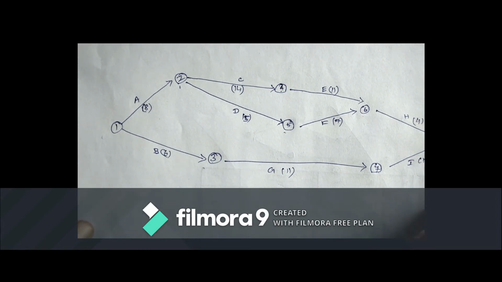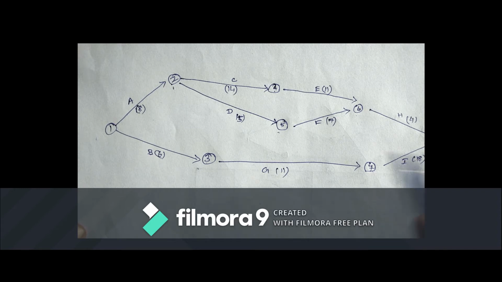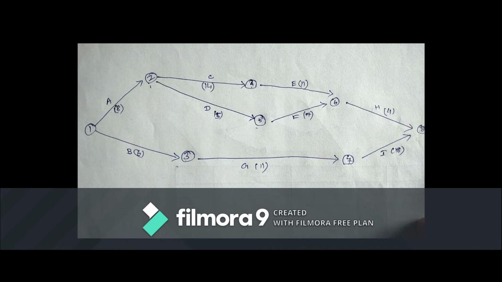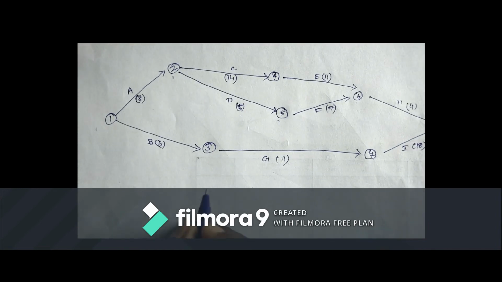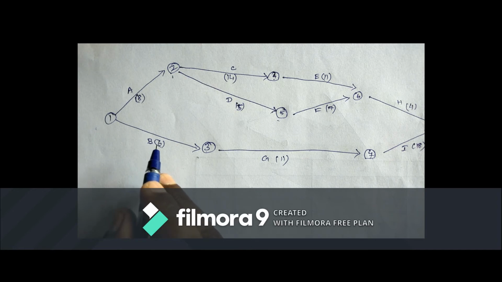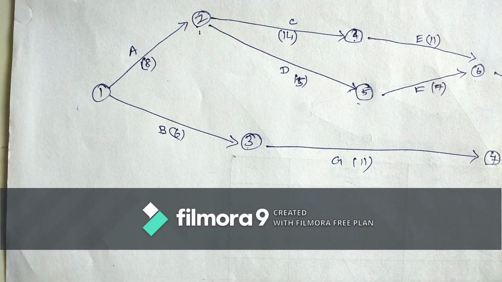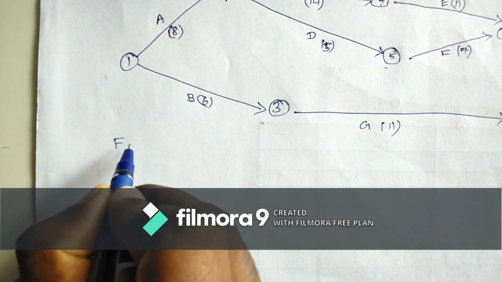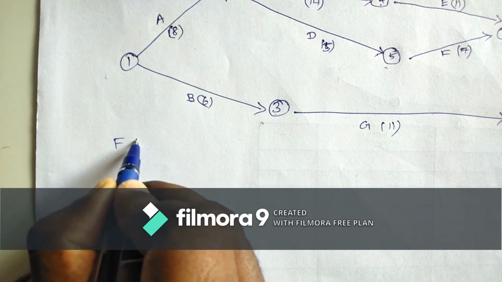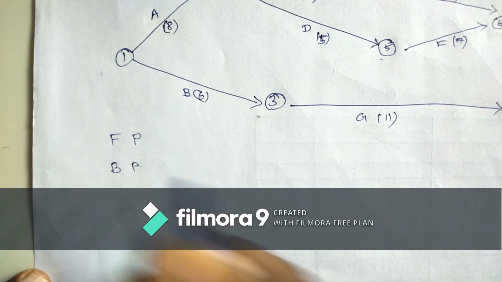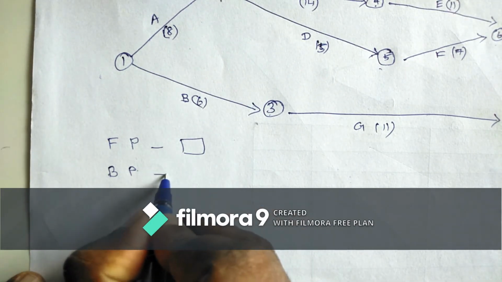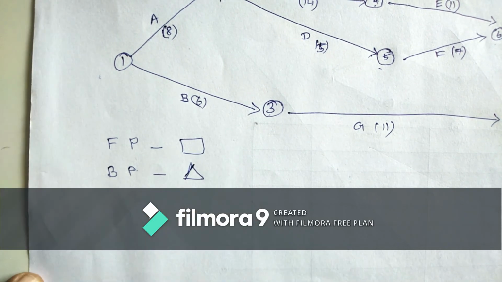So based on this we are going to find the total duration and the critical path. So how to find the total duration and critical path? To find them, we have to find two different values: the forward pass value and the backward pass value. The forward pass value is represented by a square and the backward pass value is represented by a triangle.